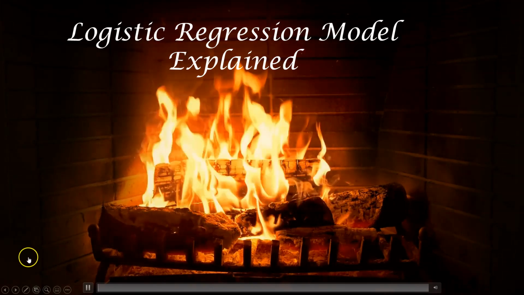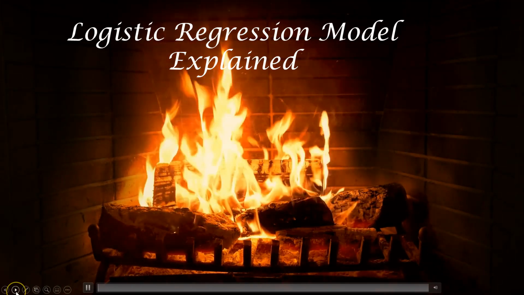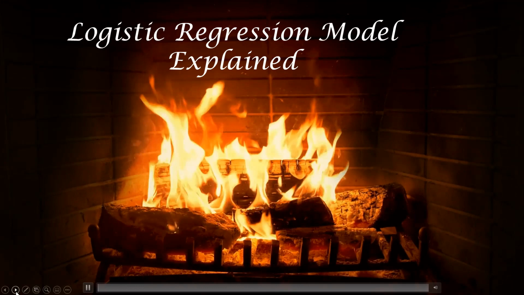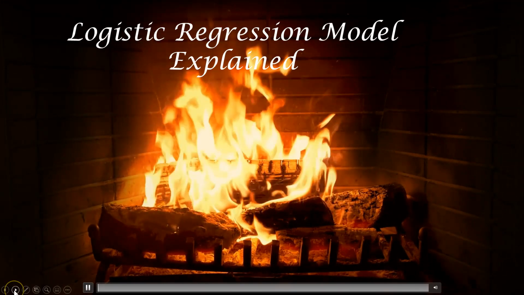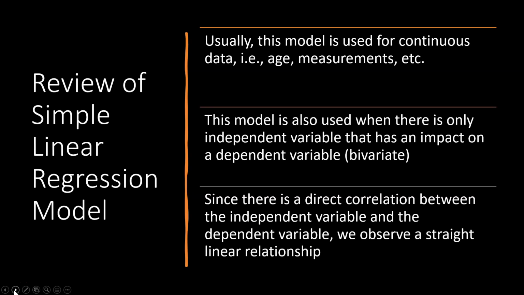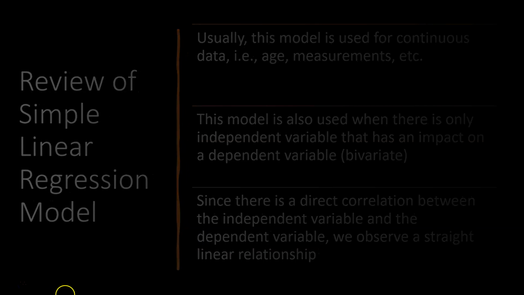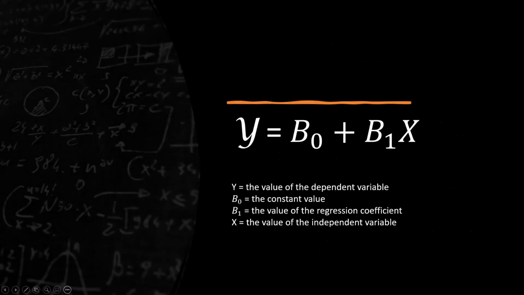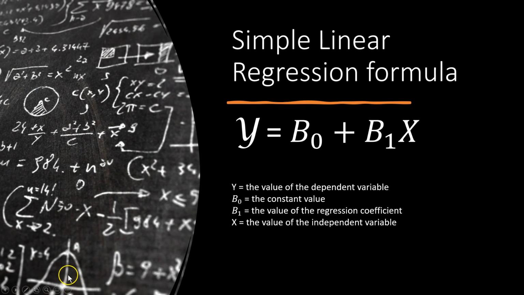We're going to explain a little bit. This is a classification model where we are trying to predict what category a customer might fall into. Just a small reminder, we have a review of simple linear regression. Usually this is for continuous data, things like age, any type of number where you can have a decimal point and just continuously have more and more values. And there's usually a direct correlation between one variable, an independent variable, and its impact on a dependent variable.